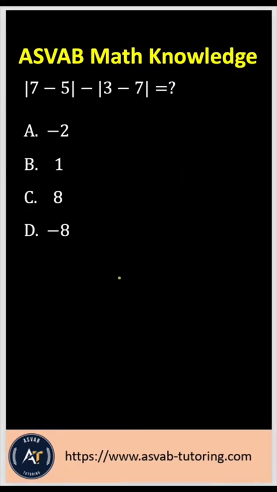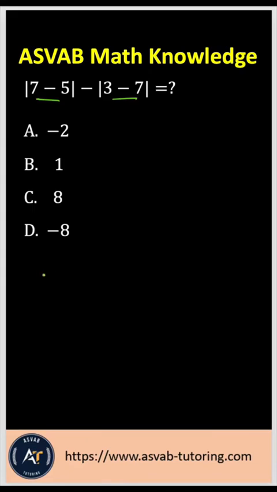Hi everyone, let's practice another math knowledge question for the ASVAB test. It is an absolute value problem. The question says the absolute value of 7 minus 5 minus the absolute value of 3 minus 7. So let's do the problem. If you want to do that, first do the inside of the absolute value.